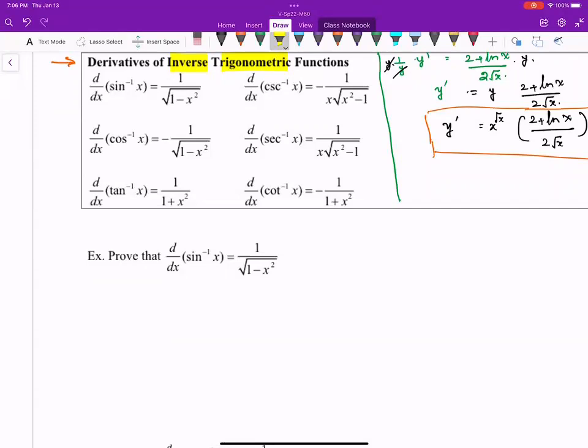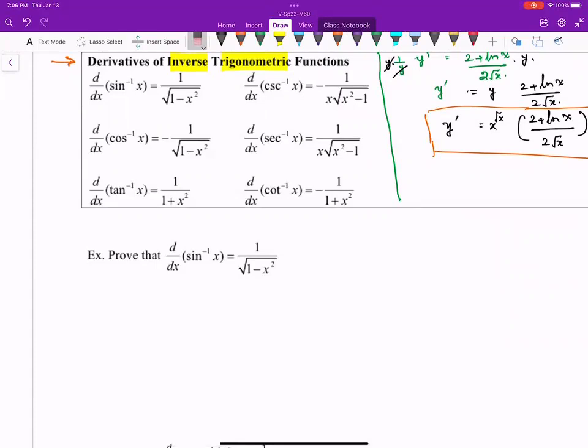horizontal line test. For example, if you take a parabola the way it is, then it will not satisfy the horizontal line test. But if you take one side of the branch, then it does pass the horizontal line test, which means that a horizontal line should cross the graph only once. So sometimes we have to restrict the domain in order to make the function 1-to-1. So we know that sine inverse x and all these inverse trigonometric functions with the restricted domain pass the horizontal line test. So the derivative of sine inverse of x is 1 over square root of 1 minus x squared.